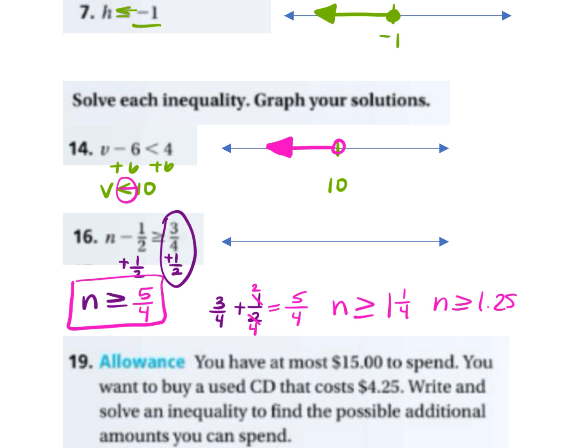So if you think about where that would fall, if you're going to put numbers, here's 0, here's 1, here's 2, right? 1 1/4 would be a fourth of the way between 1 and 2. So this is going to be a closed dot because of that equal to bar, and n is greater than that number. So everything greater than 1 1/4 would be this way.